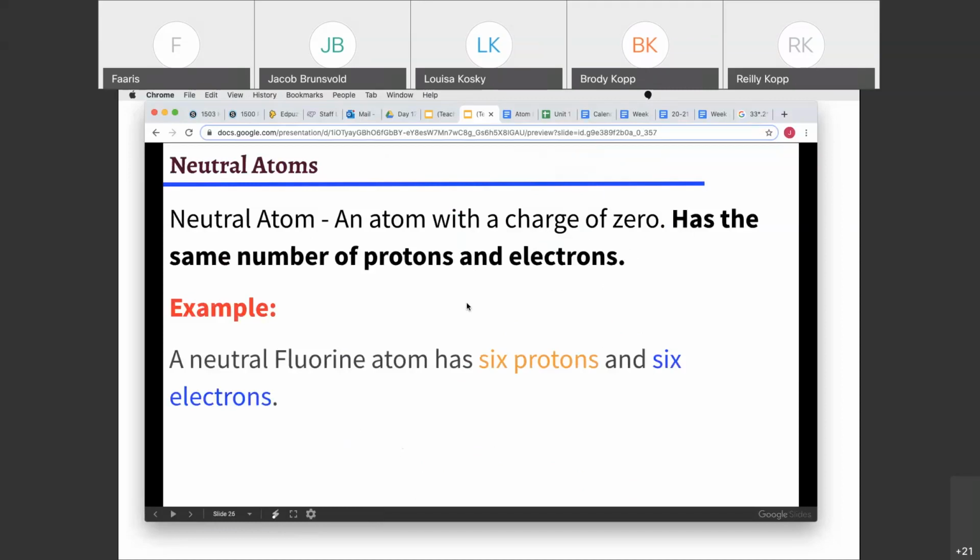And then this example has a typo in there. It says fluorine has 6 protons and 6 electrons. It should be carbon. So a neutral carbon atom has 6 protons and 6 electrons. And so we're getting that protons have a positive charge, so that would be +6. Electrons have a negative charge, so that would be -6. +6 plus -6 equals 0.